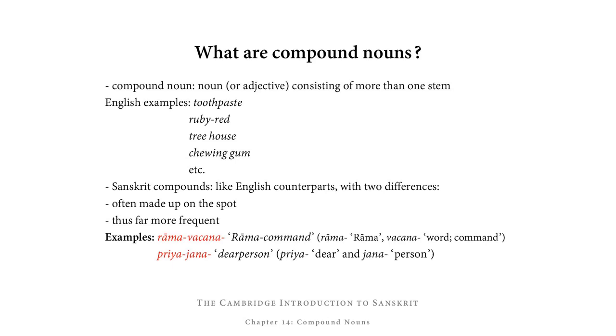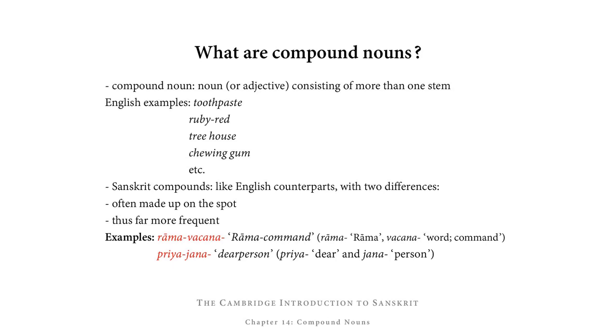So for example, in English, words such as toothpaste, consisting of tooth and paste, would be considered a compound noun. Ruby red, treehouse, chewing gum, sword fight, bookseller, and so on. All of these would be considered compounds. Compounds in Sanskrit are principally like English counterparts, however there are two differences. The first is that they are often made up on the spot, and the second is that as a result, Sanskrit compounds are thus far more frequent than compounds in English.